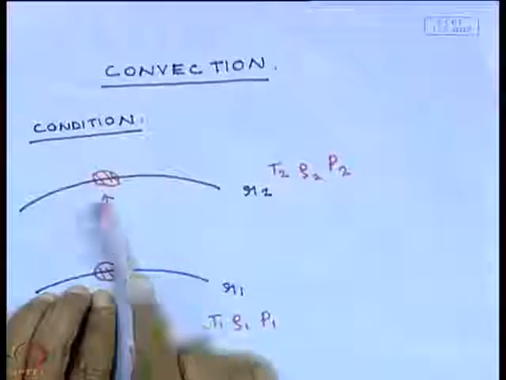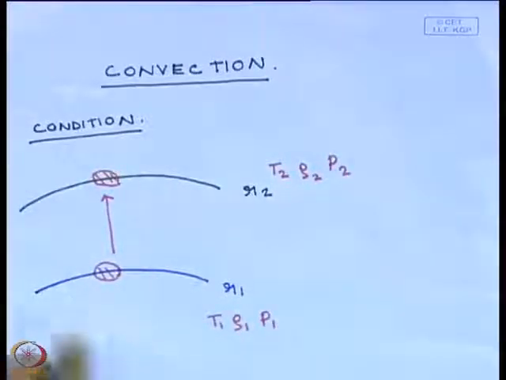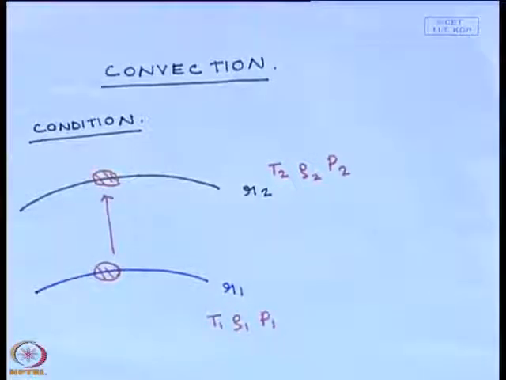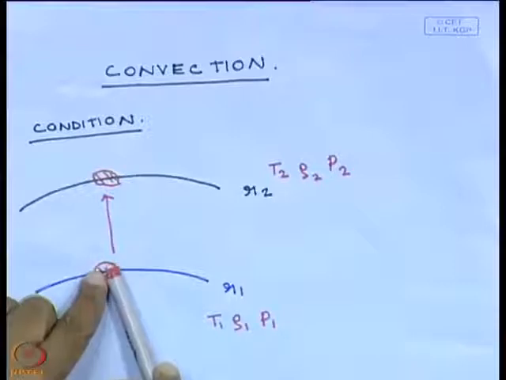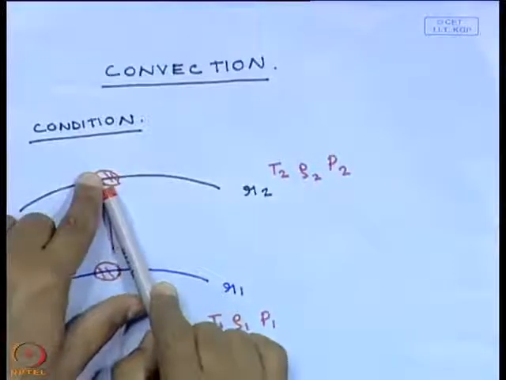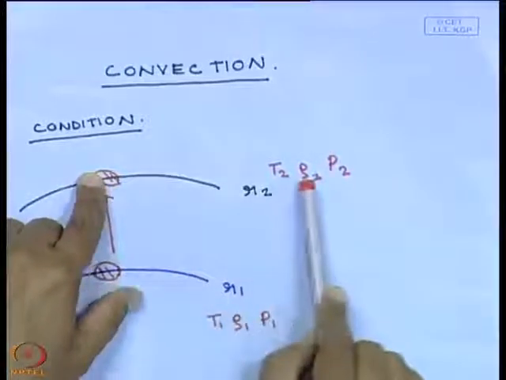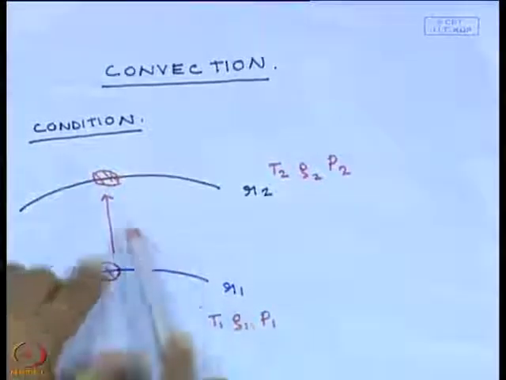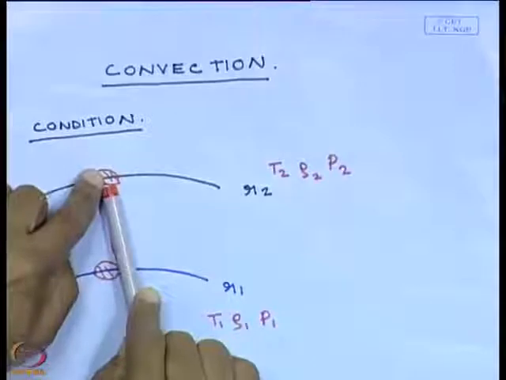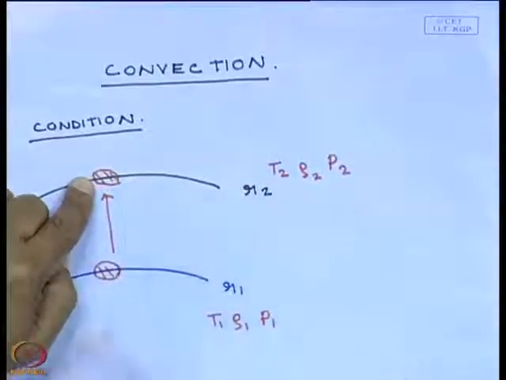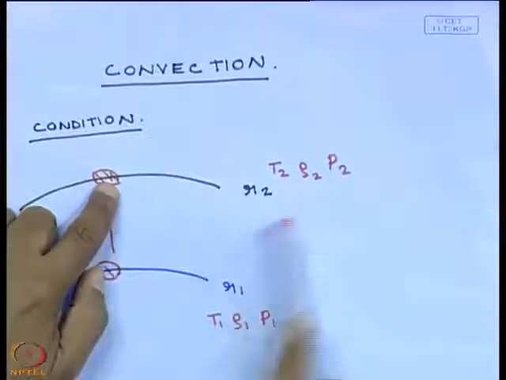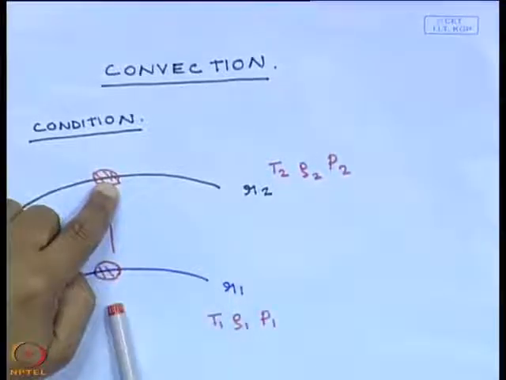Now, when the bubble moves up, we will assume that it is in mechanical equilibrium with the surrounding. So, when it comes here, it now experiences the pressure P2. It was earlier experiencing the pressure P1. When the bubble is moved slightly up, it is in a surrounding which has a different pressure P2. The temperature also is lower than where it was earlier.